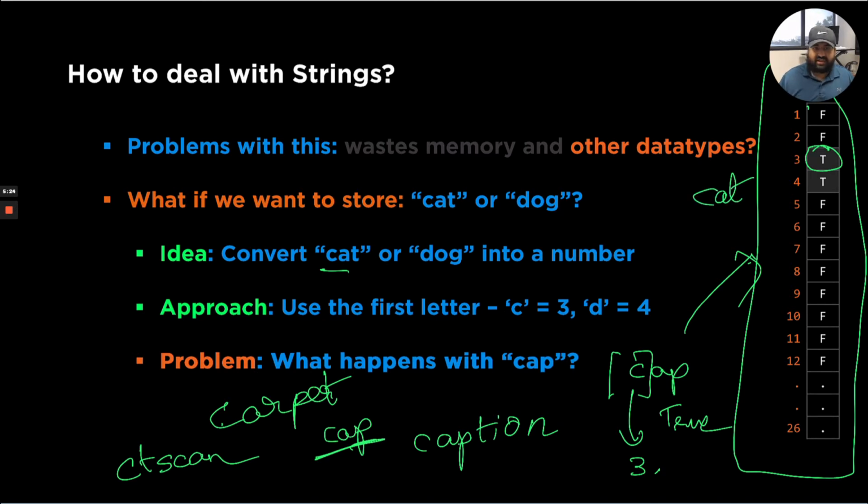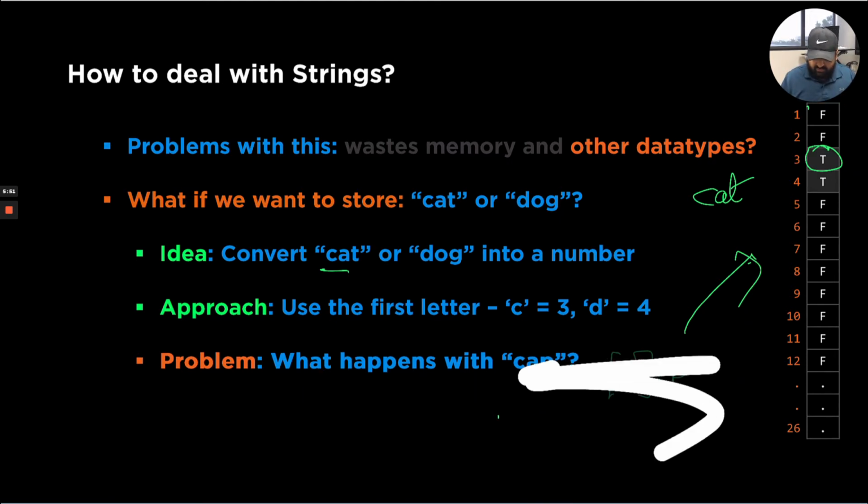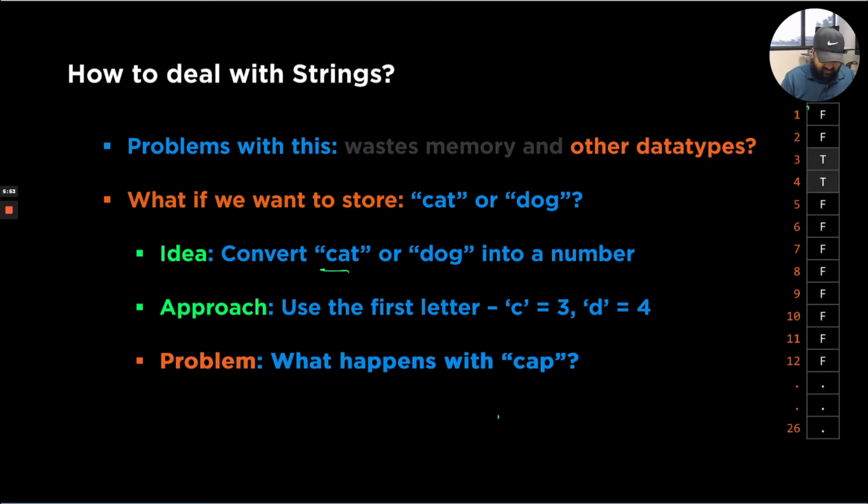Essentially, if we have overlapping words with the same starting alphabet, we'll have something called collisions, where we map to a certain index in our array which represents more than one, or many different forms of data. So let's see how we can improve on this. If I want to represent strings, this approach is pretty naive, and it's not going to work.